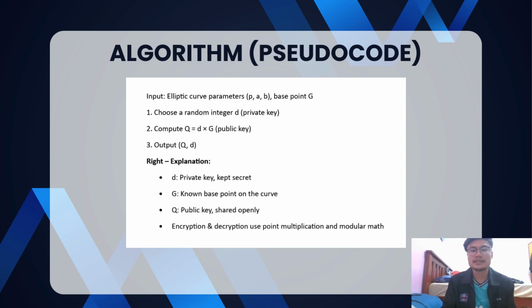This entire process is simple in logic but very powerful in practice because of the mathematical hardness of reversing it, which is what keeps our data safe. This pseudocode helps us understand how ECC establishes secure communication without sharing private information directly. In the next section, we will dive deeper into the mathematical representation of ECC to better understand how the operations work.